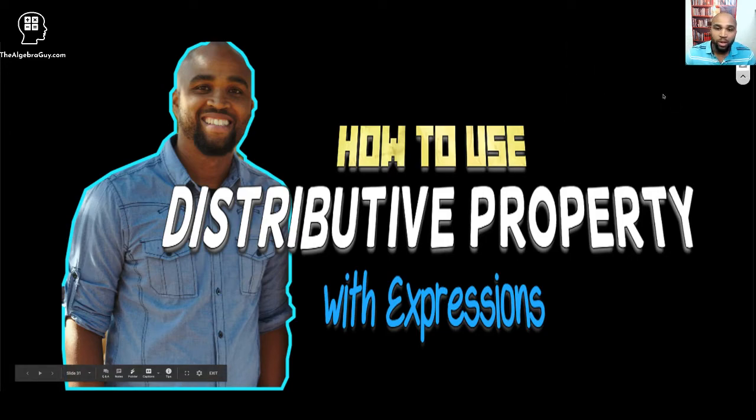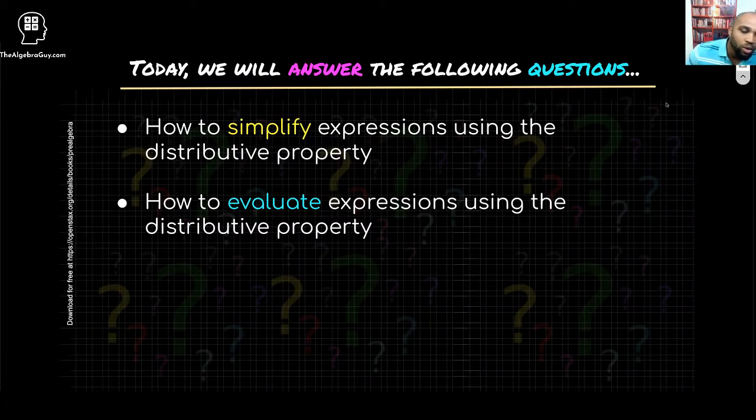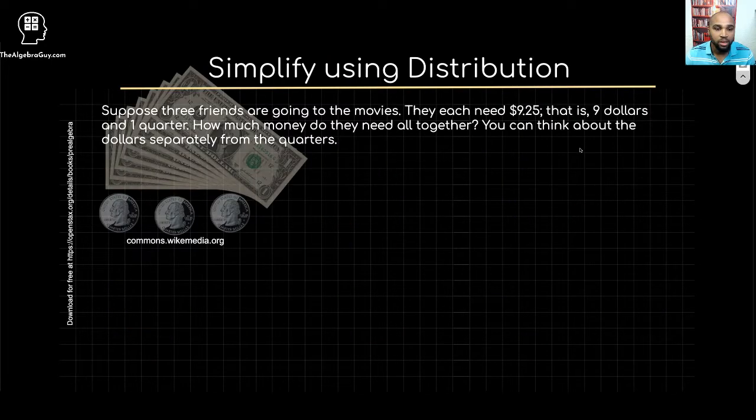Let's get to our question screen to discover what we're really after. How to simplify expressions using the distributive property and how to evaluate expressions using the distributive property. We'll do that at the end, where we plug in the x value with an actual number to show you that it actually works. So let's get to it.